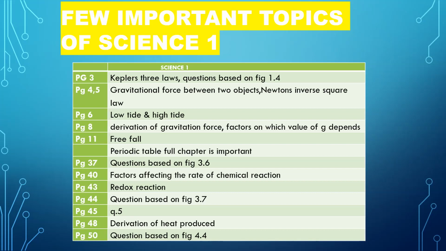This is an important one. Now, periodic table, the full chapter is important. Full chapter, anything can come from this. Then after that, page number 37, question based on figure 3.6. Page number 40, factors affecting the rate of chemical reactions. Page number 43, redox reaction.